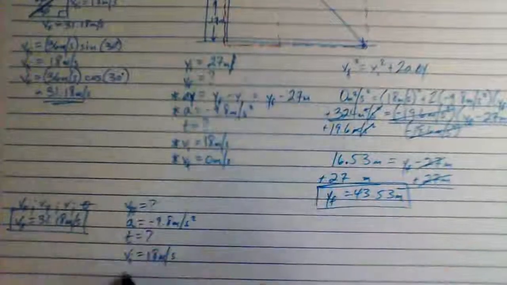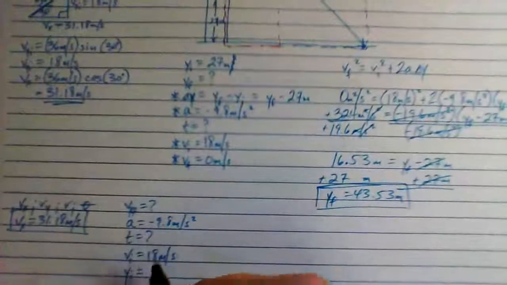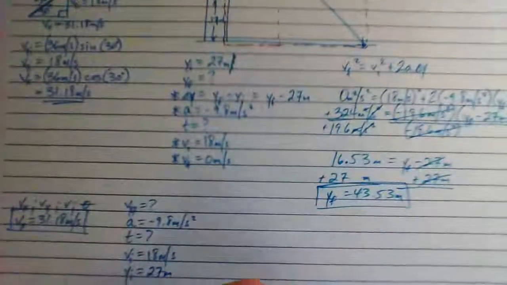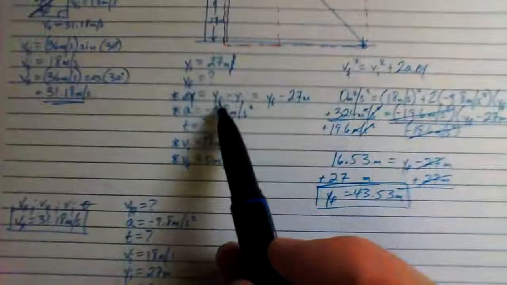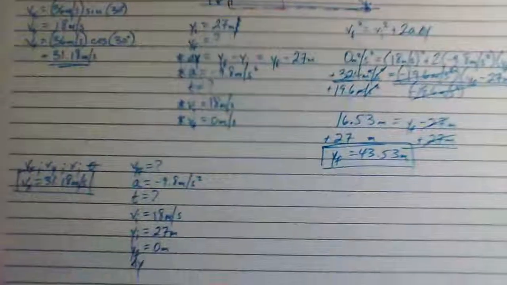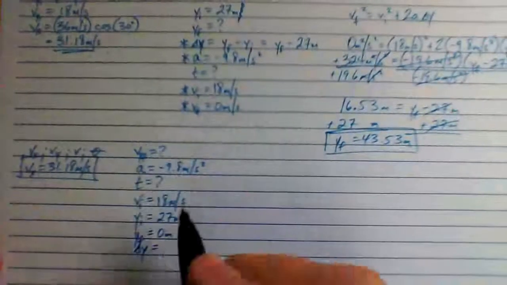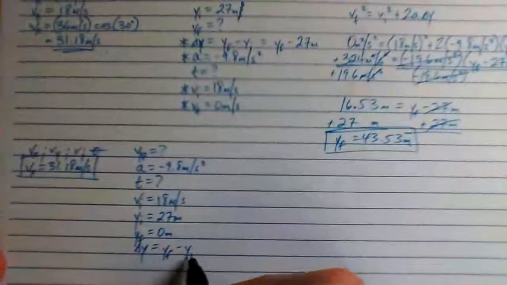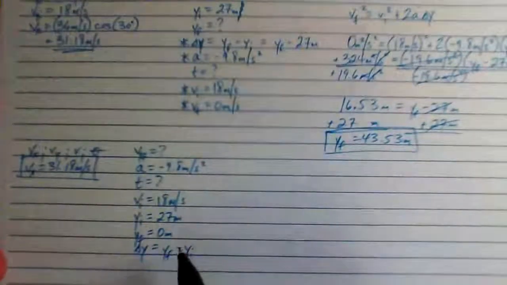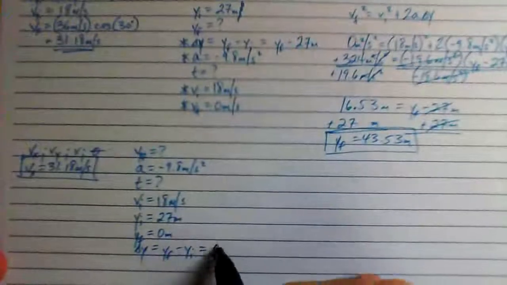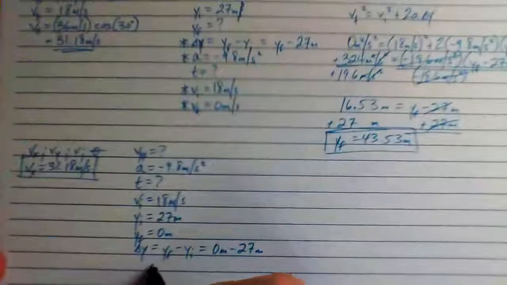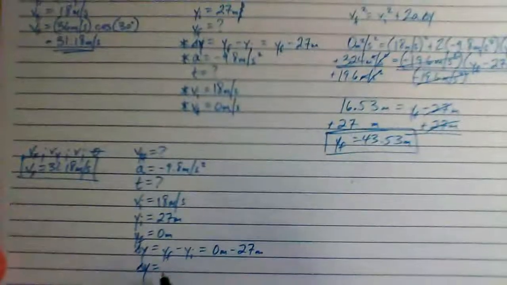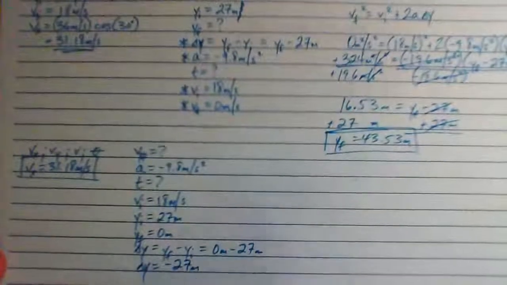So I can say that Y initial in this case is 27 meters, Y final is going to be 0 meters. I know that delta Y still is Yf minus Yi, so I'm going to do that again, equals Yf minus Y initial. This time I'm going to find it to be negative. So final is 0 meters minus 27 meters, which means that delta Y is equal to negative 27 meters.